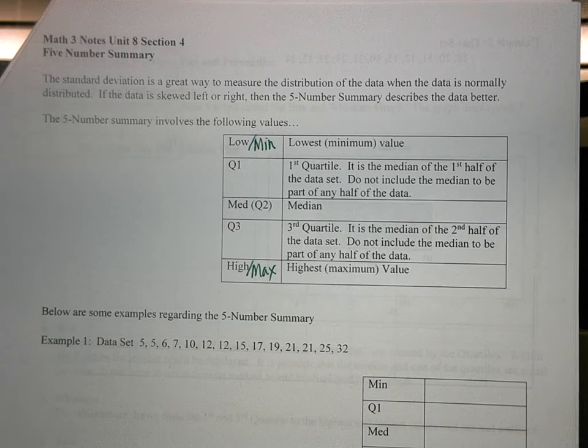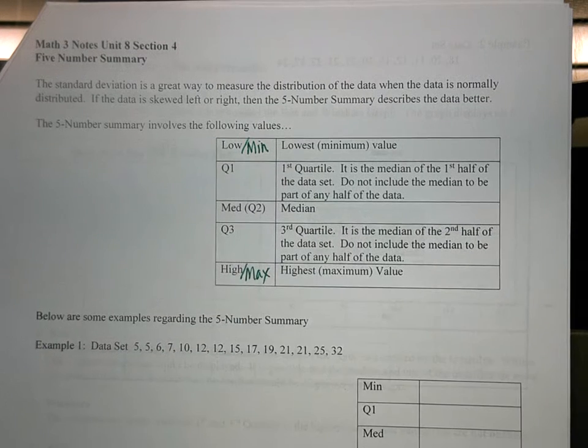So what happens is you are splitting your data set into 5 numbers. You have your lowest number, you have your highest number, you have your median, and then you have the median of the first half of the data, which is Q1, and the median of the last set of data, which is Q3. Okay?